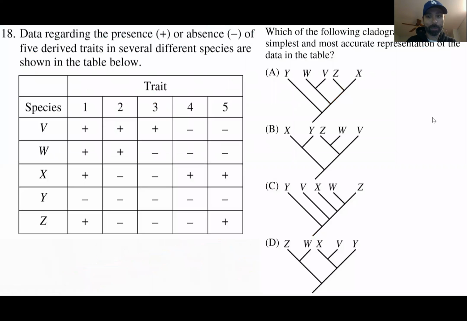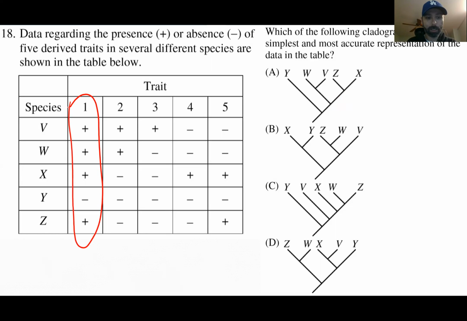So here's a practice problem that I'll move out of the way. You could pause the video now and attempt to do this problem. But I'm going to go over the answer right now. We have these various species, and they have these traits that we don't know what they are. But we know what they have in common and what they don't have in common, and we could start to build a cladogram.